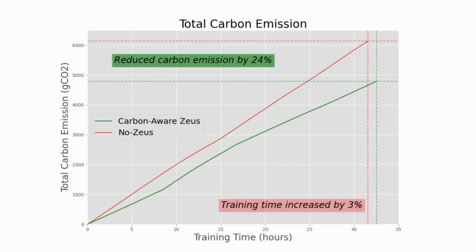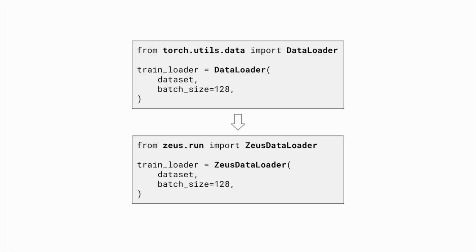To test it, we trained a DNN called ResNet50 on the ImageNet dataset with and without Zeus, and the trade-off we accomplished is remarkable. While sacrificing training time by only 3%, we reduced carbon emission by 24%. Our solution not only brings large gains, but also can be easily incorporated into any DNN training job with minimum code changes.